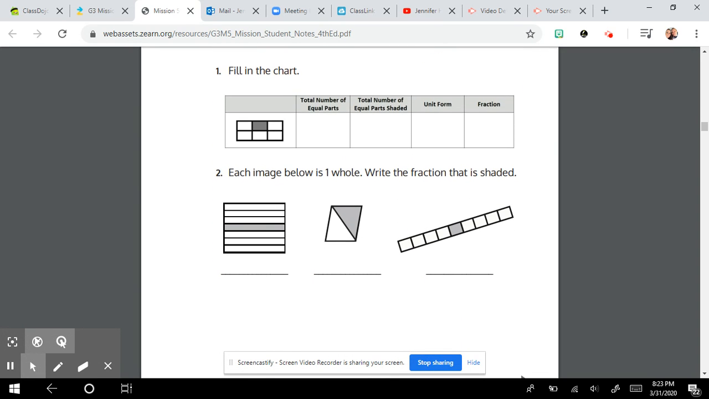Each image below is one whole. Write the fraction that is shaded. We have 1, 2, 3, 4, 5, 6, 7, and 1 is shaded. We have 2 pieces. 1 is shaded. That makes half. Half is shaded. 1, 2, 3, 4, 5, 6, 7, 8, 9. 9 pieces. 9 equal parts, and 1 is shaded.